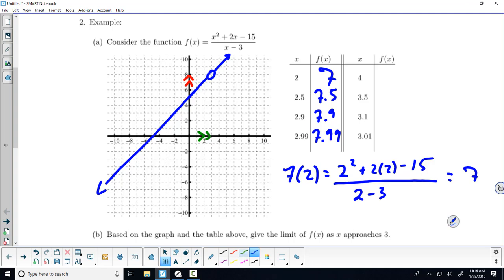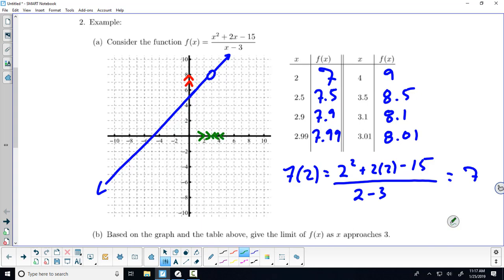Okay? So if I plug a 4 into this function, that'd be 4 squared, that's 16, right? Plus another 4, that's 20. Minus 15, that's 5. That doesn't seem right. 4 times 4 is 16, that should be 8, right? So that should be 24 minus 15, which is 9, all over 4 minus 3. Anyway, it comes out to be 9. Okay. If I plugged in a 3.5, I'd get out an 8.5. If I plugged in 3.1, I'd get out an 8.1. And if I plugged in a 3.01, I'd get out 8.01. So again, what am I doing?